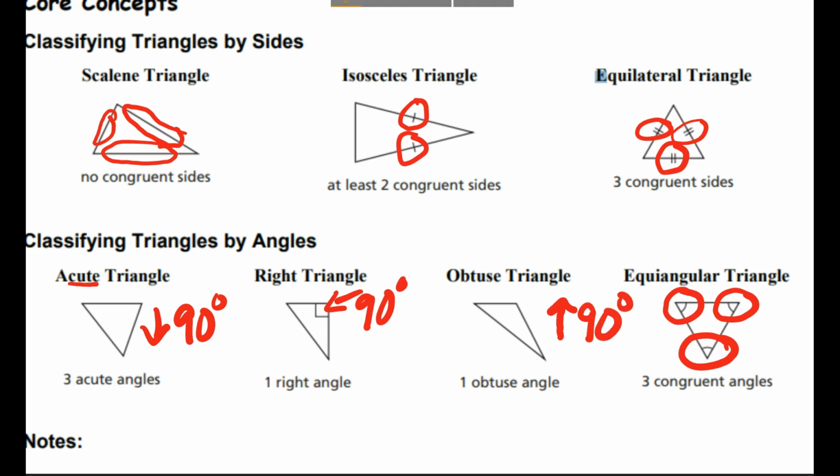And you want to be able to use the markings when you classify your triangles by the sides. That's going to be very important moving forward, because the directions won't always tell you that it's an equilateral or isosceles triangle. The markings will just be there. Same with the equiangular or right triangle. Those markings will just be there and you'll be expected to understand what that means.